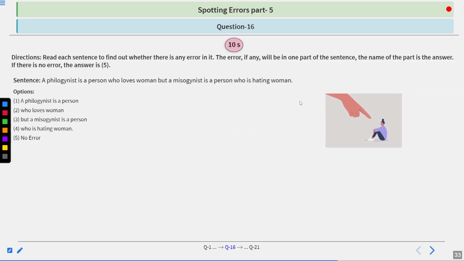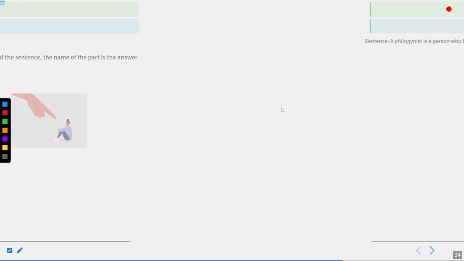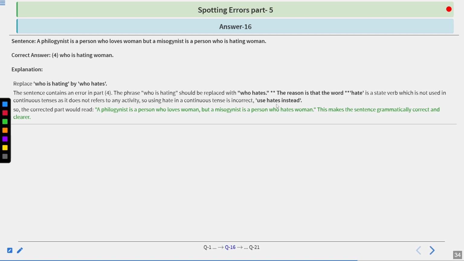A philogynist is a person who loves women, but a misogynist is a person who is hating women. Options are given below. You have 10 seconds to spot the error. I hope you have answered. Let's look at the correct answer. The correct answer is 4. "Who is hating women?" Replace "who is hating" by "who hates".